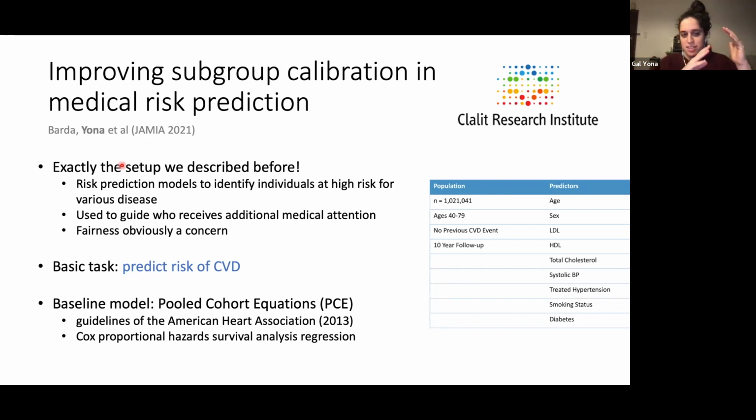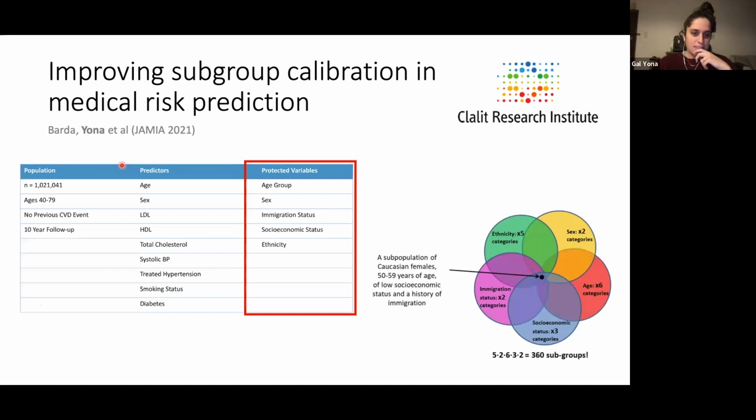So we've considered this basic fundamental task of, say, predicting risk of cardiovascular disease. And here there's this standard baseline model, which the clinical guidelines suggest that you use. This is a statistical model that's based on a specific list of predictors. And together with them, we've defined subgroups in the data. So basically taking a bunch of protected variables, looking at their intersections, and keeping all the subgroups that are sufficiently represented in the test data.